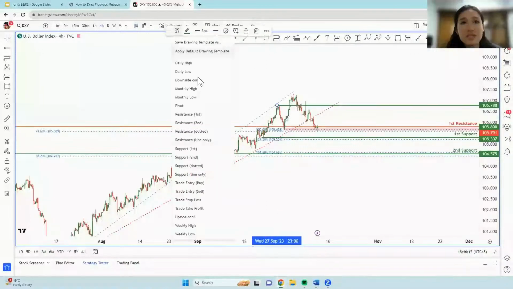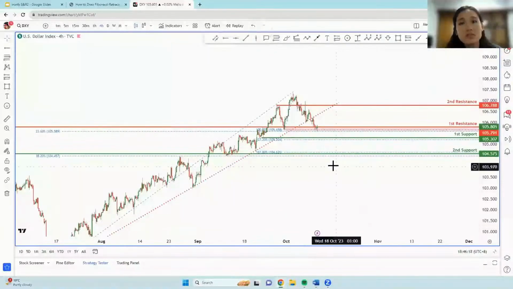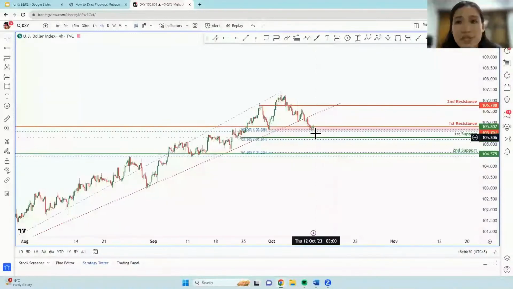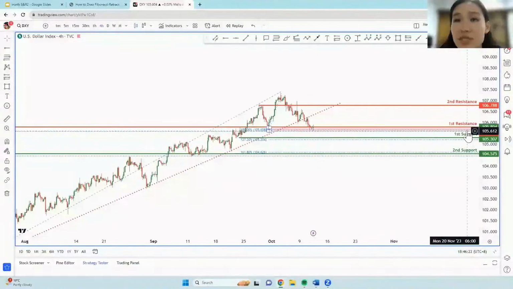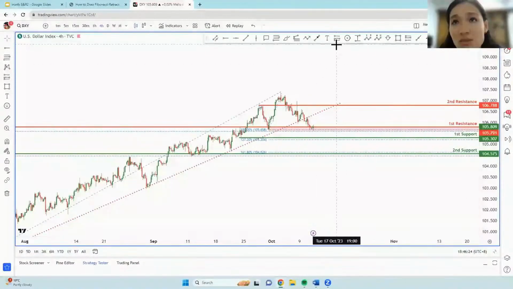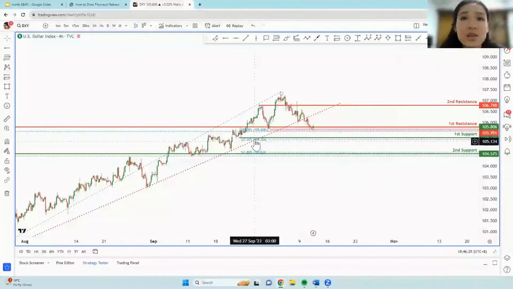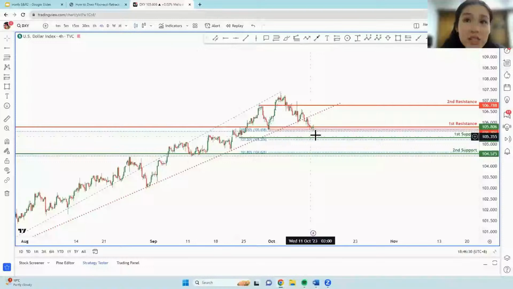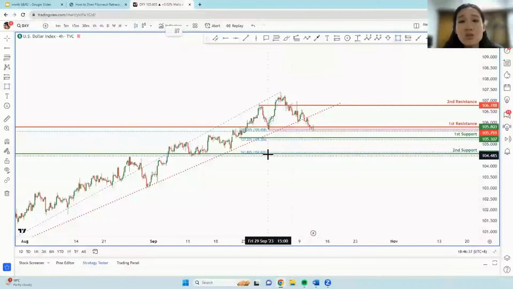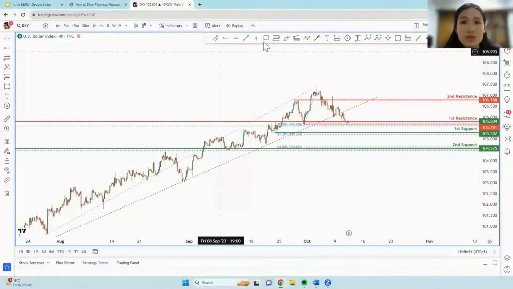Okay, I'm going to put my second resistance here as well. We can see that price is breaking out of our first resistance. So once it breaks out of this confluence area, we'll definitely see it approach our first support and the 127. And subsequently, once it breaks out of that, we'll see it move towards the 161.8, because the 161.8, or our second support, is also an area of confluence.